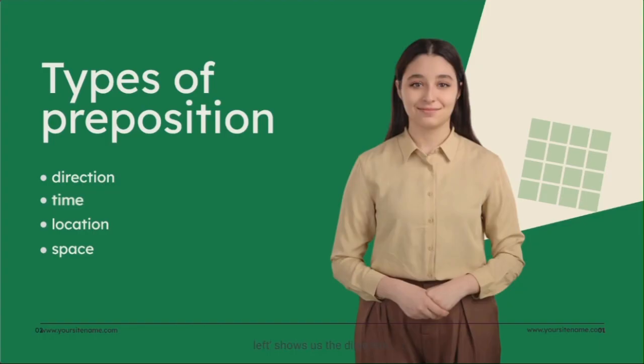Next, let's talk about time. Prepositions of time help us pinpoint when something happens. For instance, we've been working since this morning. The preposition since tells us the starting point of the time period. Now, let's move on to location. Prepositions of location tell us where something is in relation to something else. For example, we saw a movie at the theater. The preposition at indicates the location of the movie viewing.